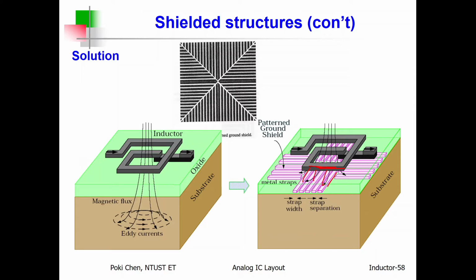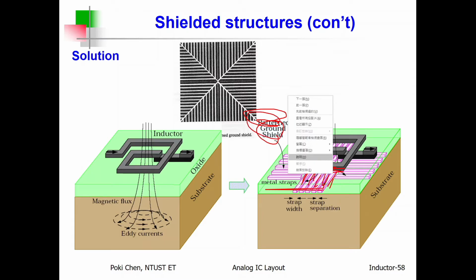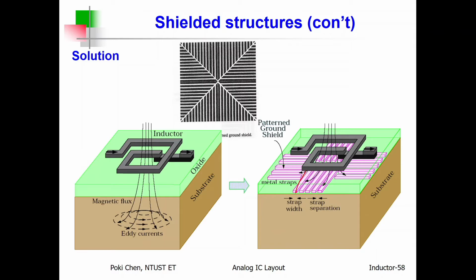Got it? The most important thing about why it is called patterned ground shield is that its pattern is fixed: the wires for shielding and the wires of your inductor itself must be orthogonal, must be perpendicular, OK? That is the definition for PGS. Again, the wires for shielding and the wires for the inductor need to be perpendicular or orthogonal to each other to provide the best shielding and also to reduce the parasitic capacitance between each.